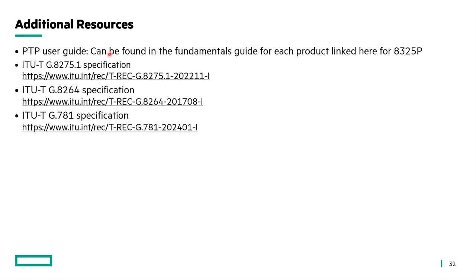So in terms of additional resources, please refer to the PTP user guides, which can be found in the fundamental guides for each product, and specifically for the 8325P, I've linked it here. So if you have a downloadable deck, you can click on that link, or just search the Aruba support portal for the fundamental guides for the product you're after. And then here are the links for the ITU-T specifications I've referenced, and you can Google those links, or if you have the deck, just click on the link.